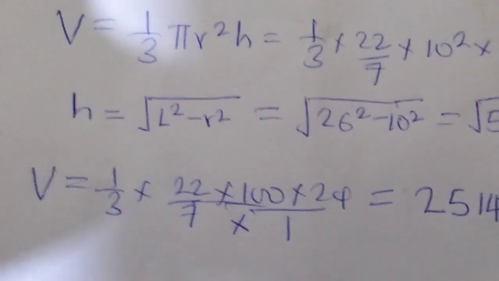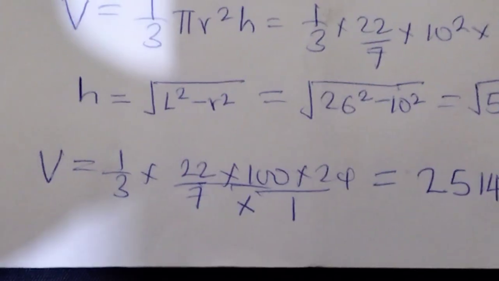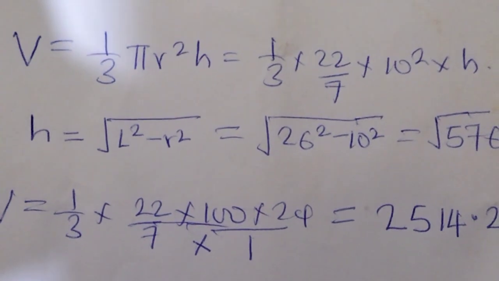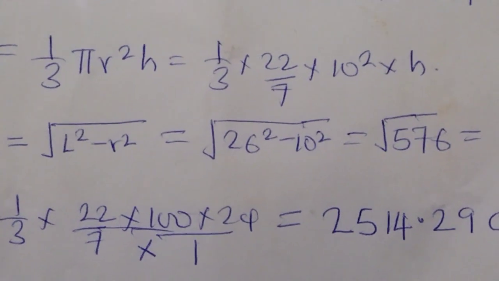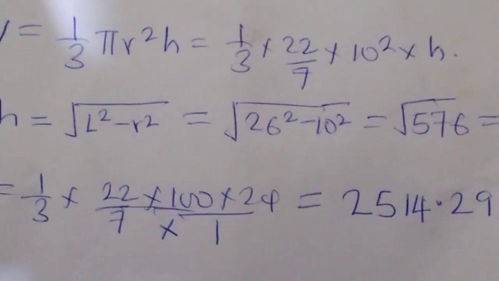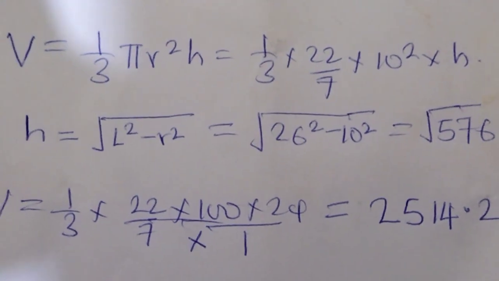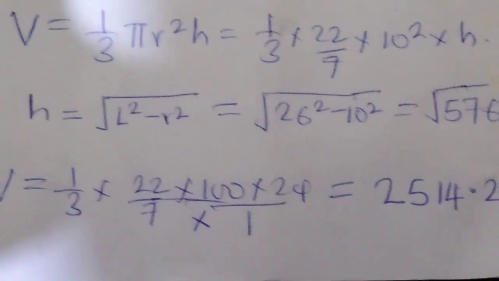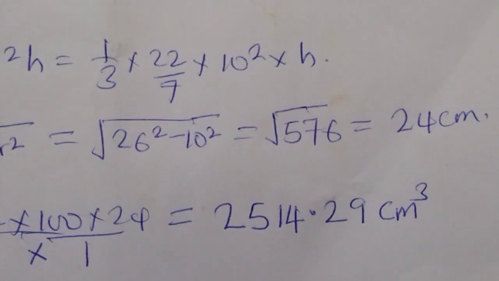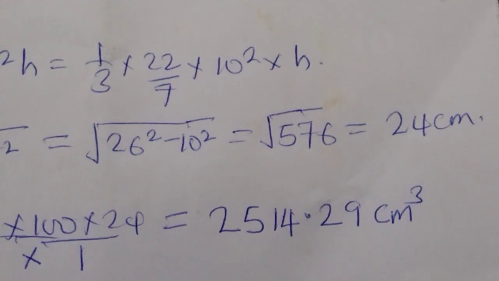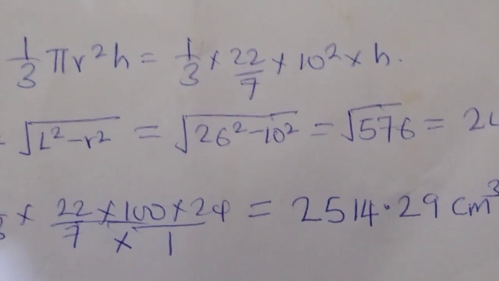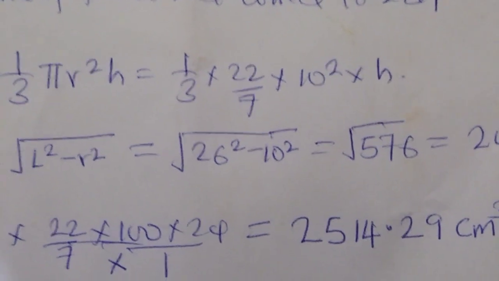So you now substitute height in this formula. We now have volume equal to 1/3 times 22 over 7 times 100, 100 is 10 squared, then times 24, which is the height obtained, all over 7 times 1. So solving this expression, we'll have the volume of the cone as 2514.29 cm cubed to 2 decimal places.